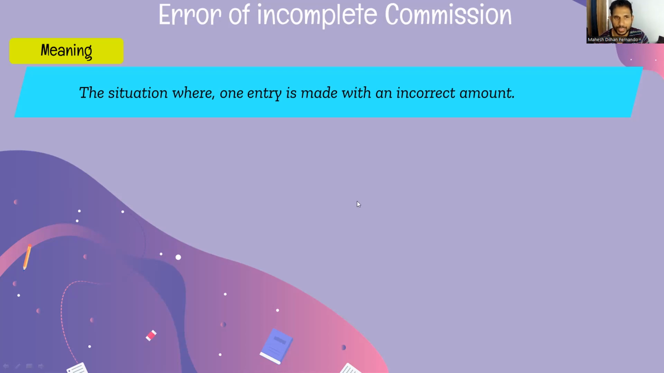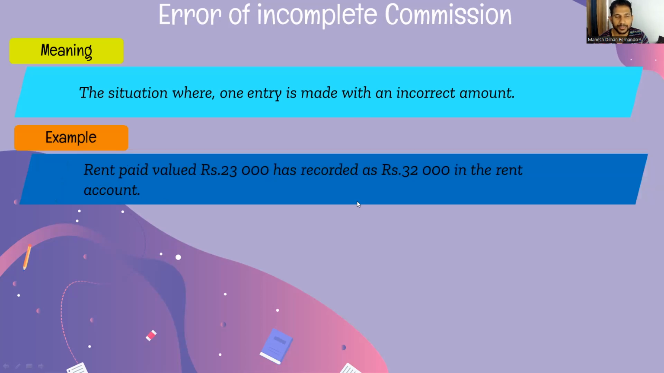Okay, good. Let's move to the example. Rent paid value 23,000 is recorded as 32,000 in the rent account. Write down the example as well.